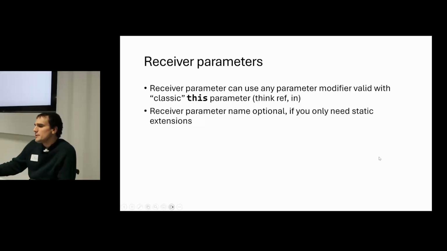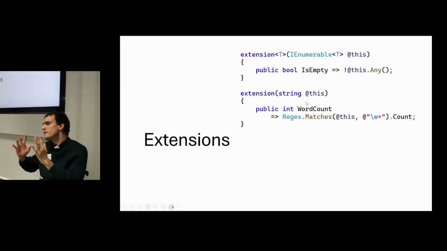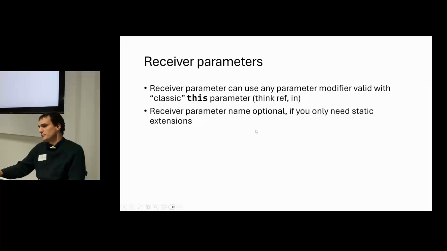So receiver parameters is basically the thing I show. The receiver parameter is basically the parameter thing at the top of the extension block. It's called receiver, and you can use any parameter modifier that was valid previously with the classic extension method syntax. And of course, the name of the receiver parameter is optional. So if you only want static extension methods, or properties, you can just leave out the name and it's fine.